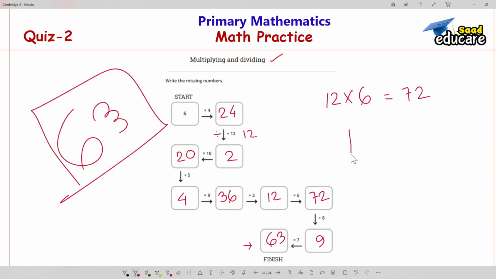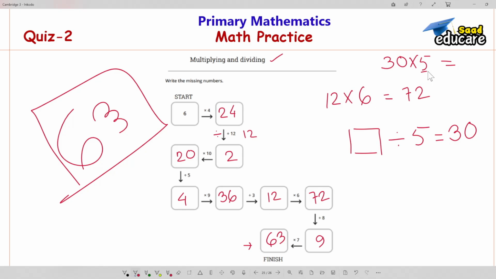Suppose here is a blank, divide by 5, we will get 30. So what will be the answer? Blank divide 5 equals 30. So it means 30 times 5.